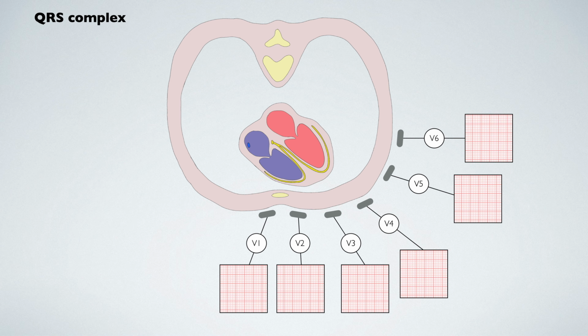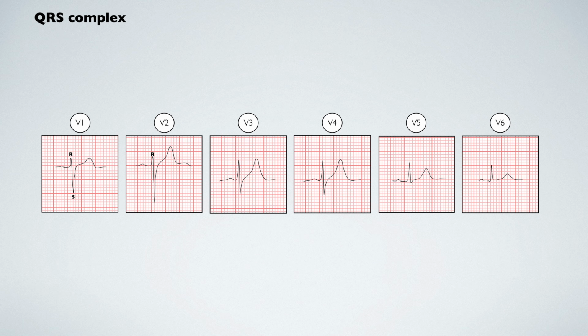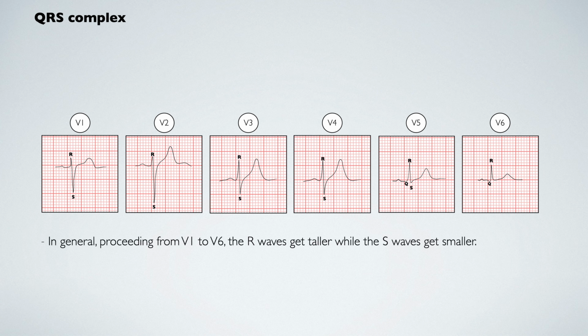The QRS complex has various morphological appearances. In general, proceeding from V1 to V6, the R waves become taller while the S waves become smaller. This is known as good R wave progression. It's worth noting also, Q waves are not usually seen in leads V1 to 3.